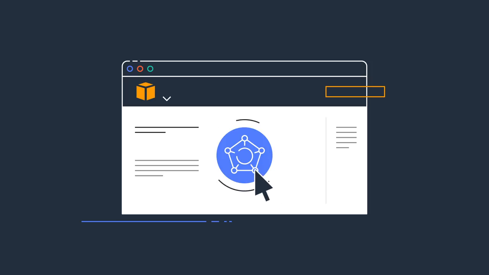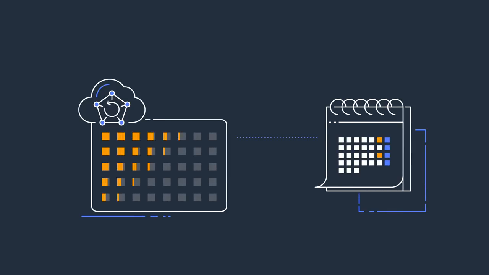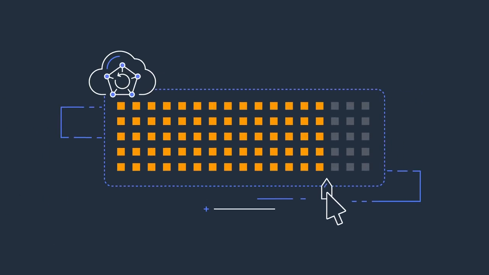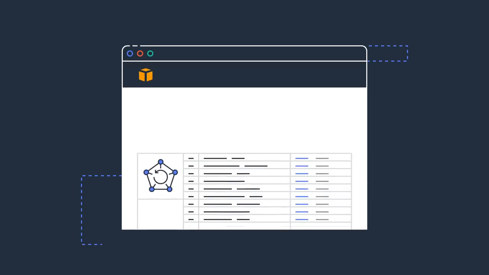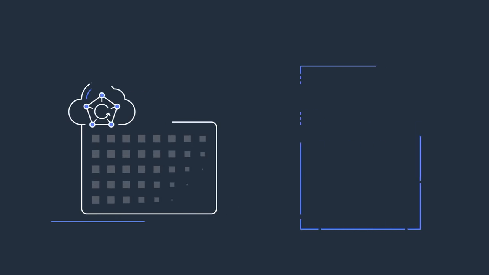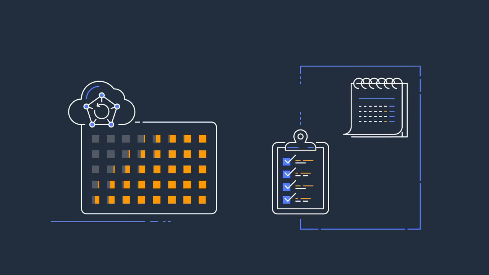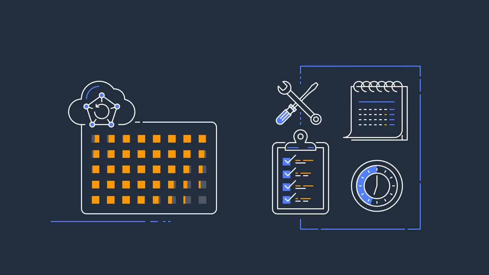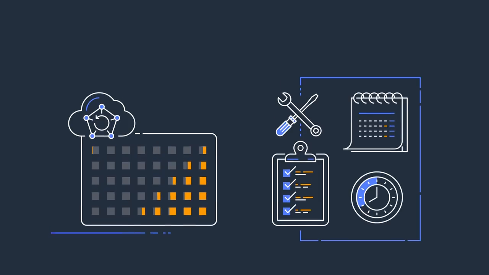AWS Backup is easy to set up. Simply go to the AWS Backup Management Console, and with just a few clicks, you can create a policy called a backup plan that defines how frequently to back up your AWS resources and how long to store those backups. You then assign your AWS resources to backup plans using tags, and AWS Backup will start automatically backing up your AWS resources and managing backup retention on your behalf according to rules you define.